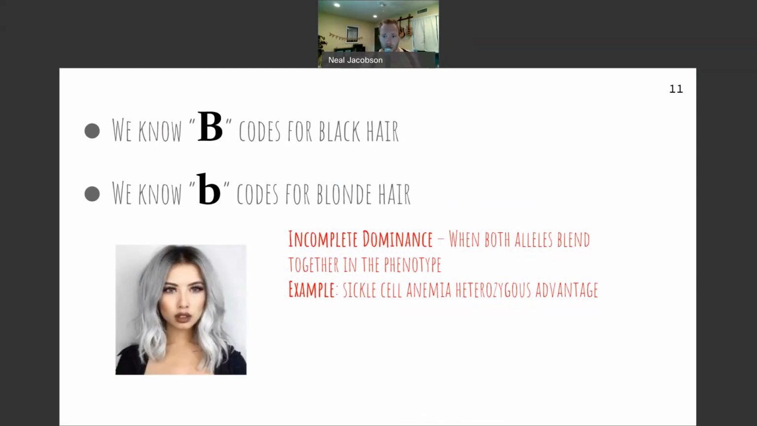An example of incomplete dominance. So this is where the alleles blend together in the phenotype. An example would be sickle cell anemia. And you see this when we get into selection and stuff for the heterozygous advantage.